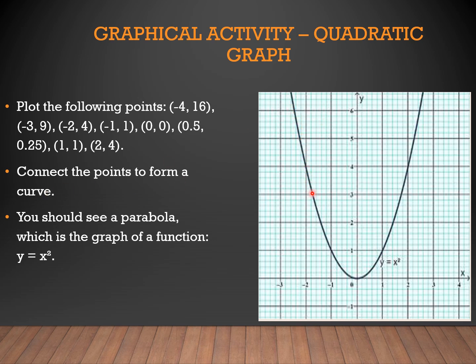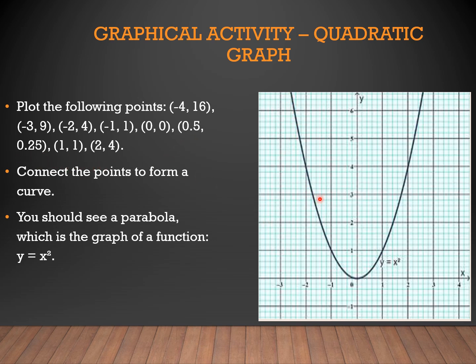So on this side, you can see the graph at the other section, where when you look at 0, 0, when you come to the graph, you can find 0, 0 exactly at the origin. Then you see the -4, 16, -3, 9, -2, 4, -1, 1, 0.5 to 0.25, and so on.